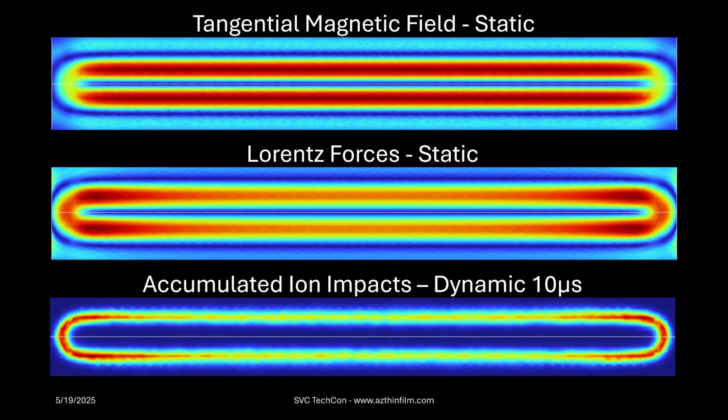And if we compare all three of those: the magnetic field, which had the perfect straightaway intensity, the static Lorentz forces that had the fairly even straightaways with the higher intensity at the turnarounds, and then the accumulated ion impacts of 10 microseconds, which has the much higher intensity at the turnarounds with a little bit of a cross cathode or cross corner effect that is going on from one racetrack to the other as they lead into the turnarounds.